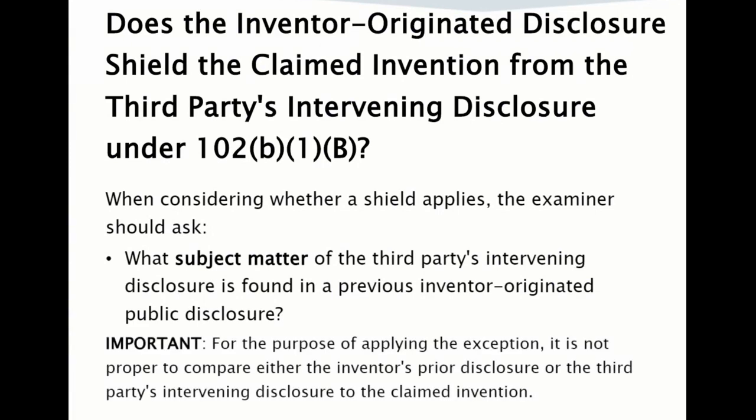Comparing the claimed invention to either the inventor's prior disclosure or the third party's intervening disclosure is not proper when considering whether the 102(b)(1)(B) exception applies. Some illustrations of how the 102(b)(1)(B) exception applies are shown in the next few slides.